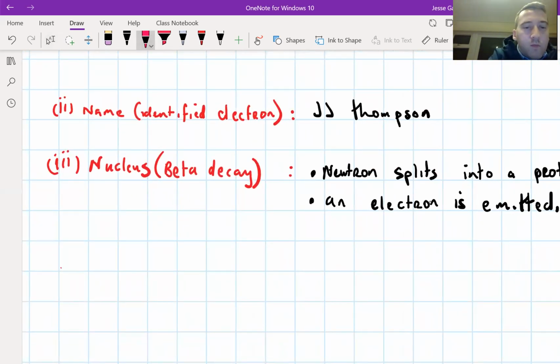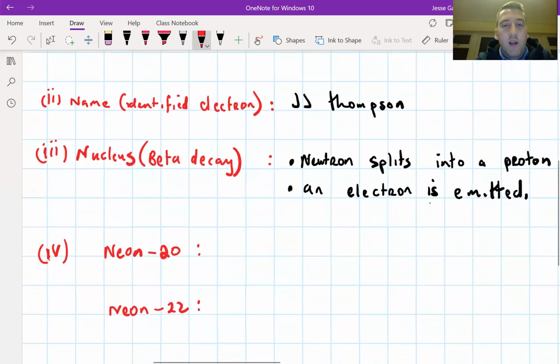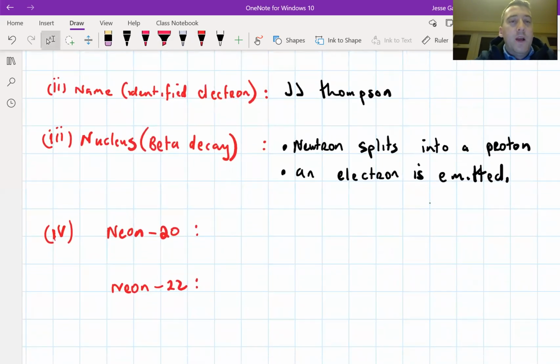Okay, so we're in part 4. We're doing neon 20, and then we're doing neon 22. So I want you to tell me how many of each subatomic particle are in each of these. So pause the video and do that now. I'm confident you guys can do that. All right, so you should only be playing the video if you have done this. So it's neon 20. So you might need your periodic table. If you didn't think you'd need your periodic table, you might. So you need to get it out, see what information you can get about neon.